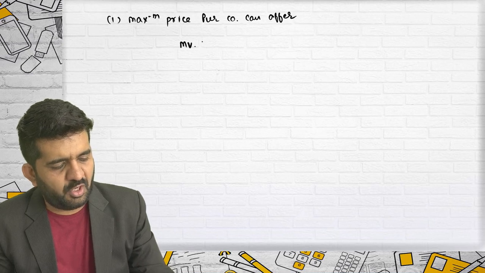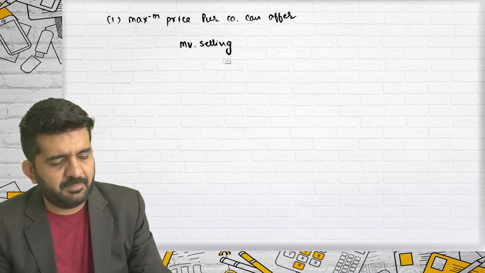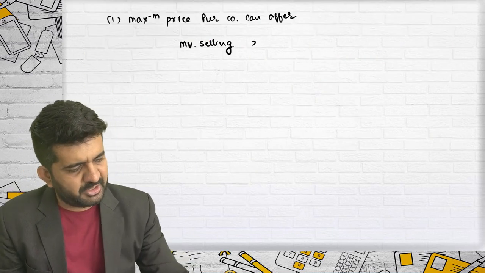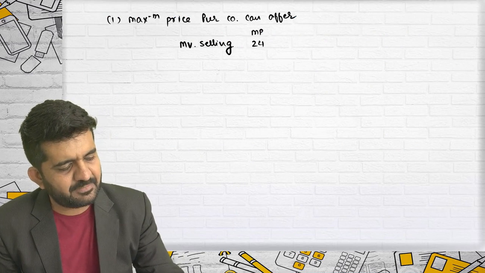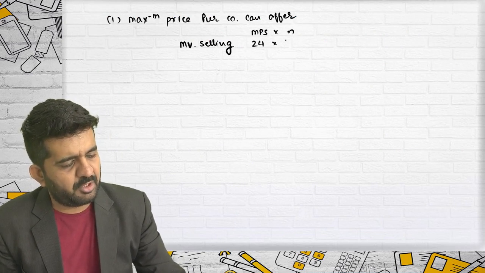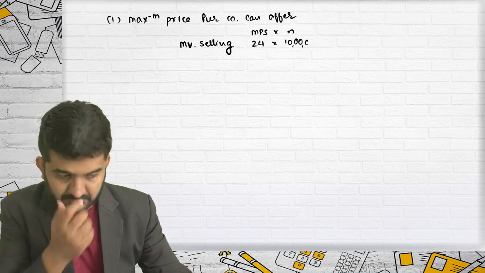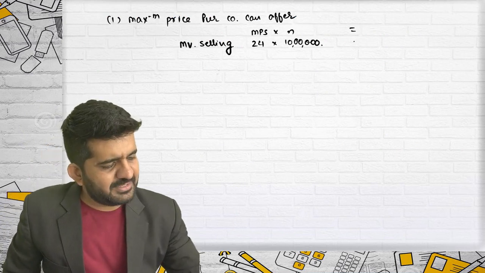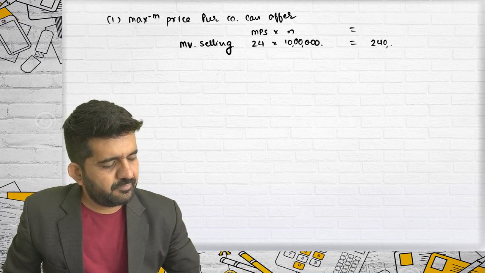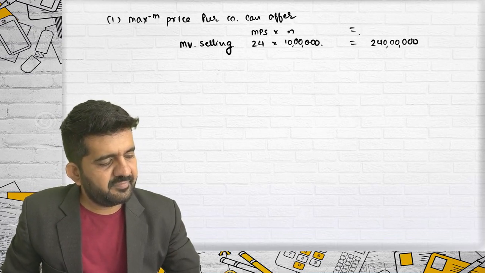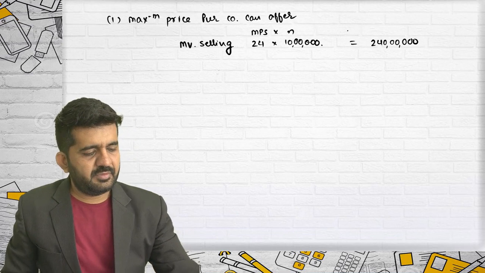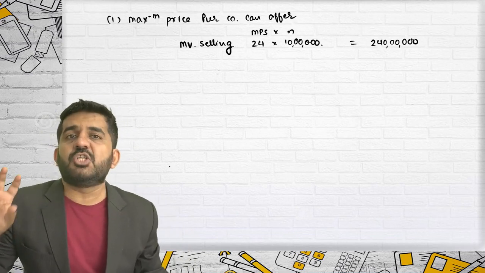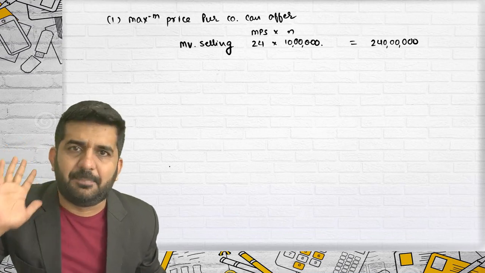Market value of a selling company now will become our market value. So we should pay that amount. That is 24 rupees MPS multiplied by number of shares, which is 10 lakhs. It will become 240 lakhs. This is market value of selling company, which a purchasing company will normally be paying.